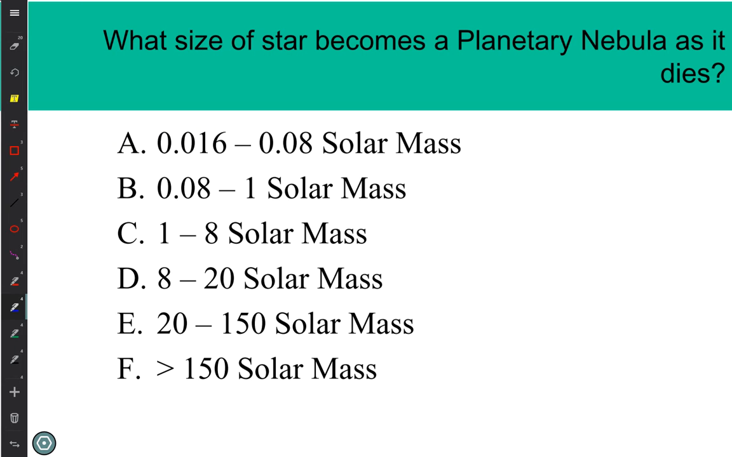Okay, now questions relating to how I started the lecture here, going through the masses. What size of star becomes a planetary nebula as it dies?